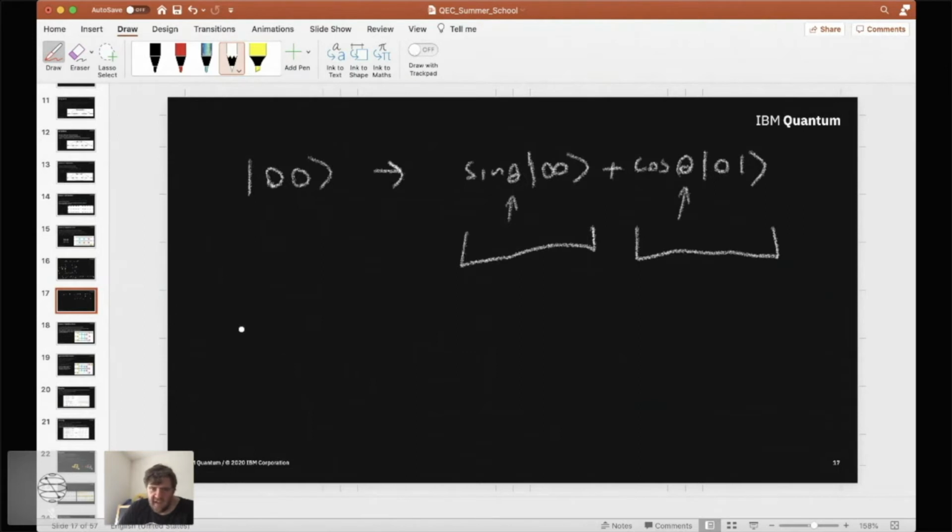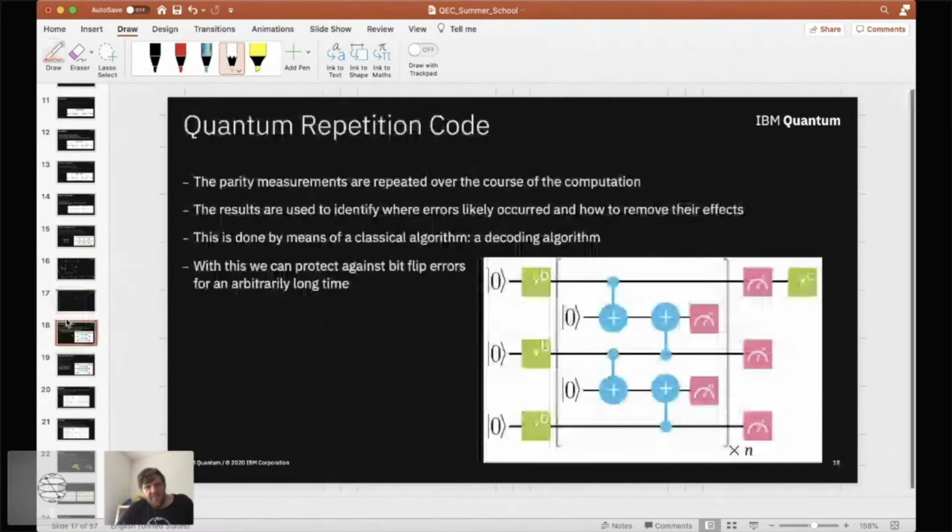So if that went over your head, then just know I'm using bit flips because they're easy, and if that made sense, then well, good. Okay, so we do these parity measurements to get a clue about the errors that have happened, and the results of these are used to identify where errors are likely to occur and how to remove their effects. But to do that, we don't want to do it manually.